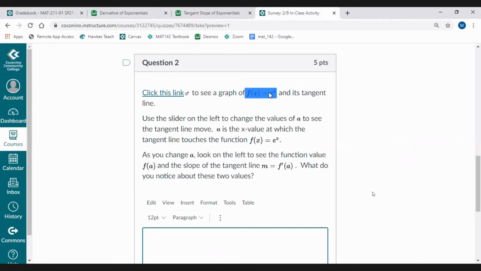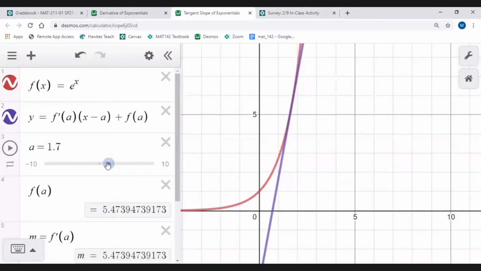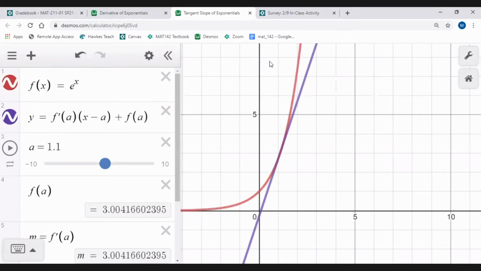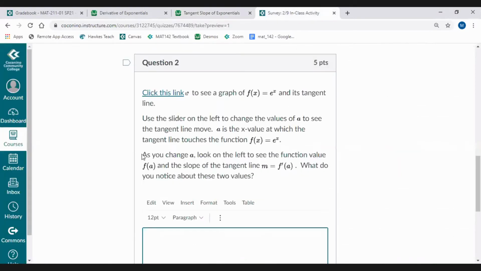Graph of f of x equals e to the x and its tangent line. So here A, the thing that we are sliding around on this one, is the x value at which these two are intersecting. So A is giving us where the tangent line and the e to the x curve are intersecting. And so the question was, as you change A, look on the left to see the function value f of a and the slope of the tangent line, m equals f prime of a. And what do you notice about these two values?